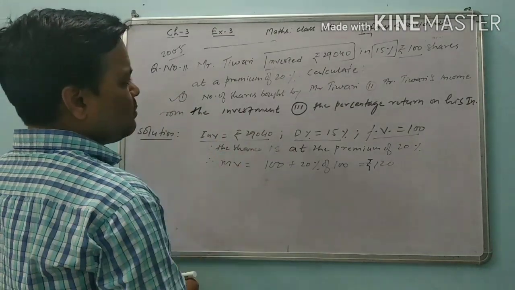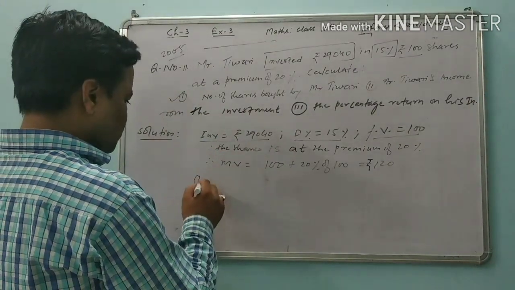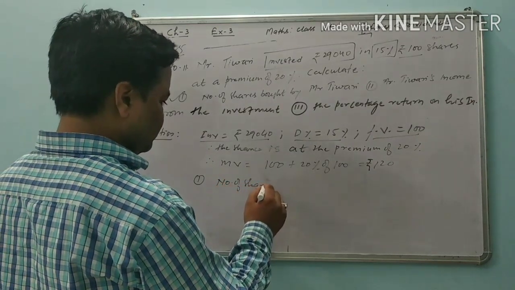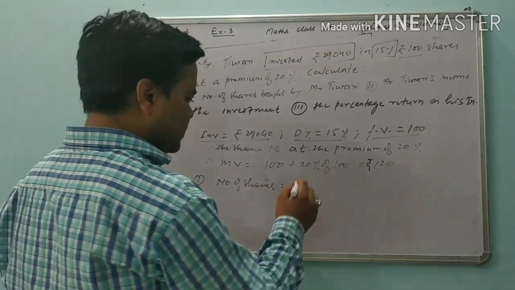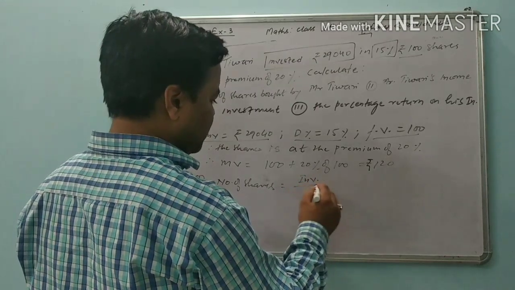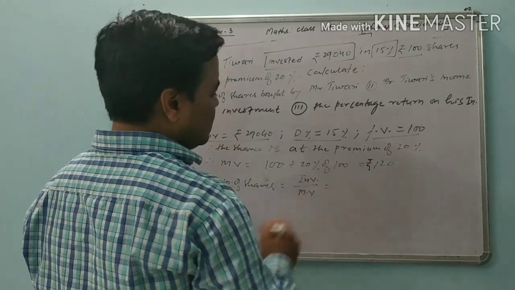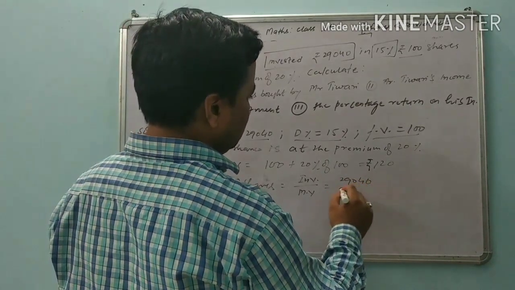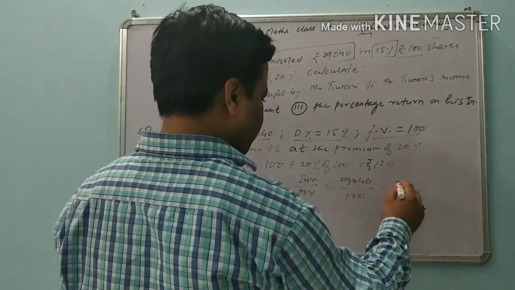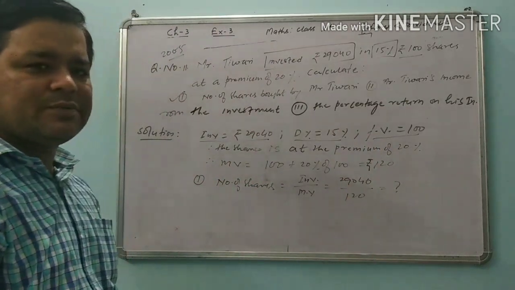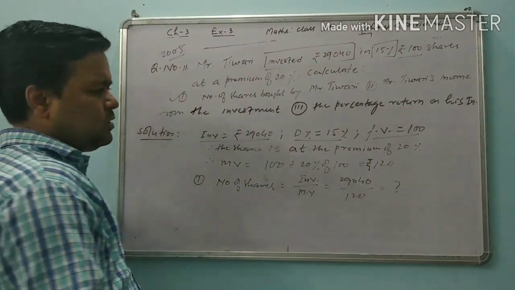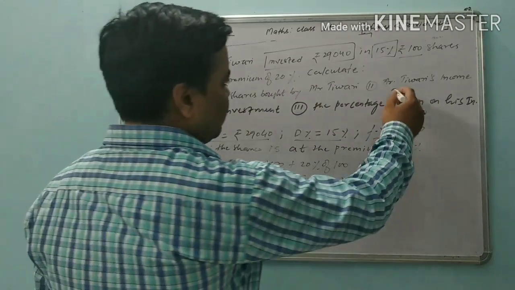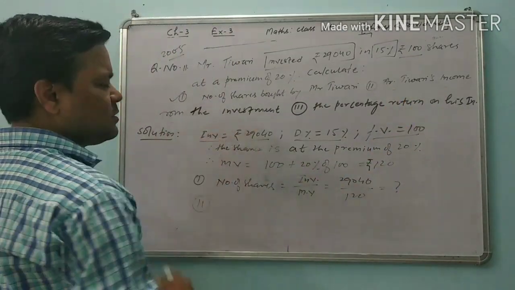Now let us see the first question, that is the number of shares bought by Mr. Tiwari. Number of shares is what? Investment upon market value. Investment is 29040 by 120. Here calculate and find the number of shares. I am giving only a hint, no need to solve it. You do it by yourself.